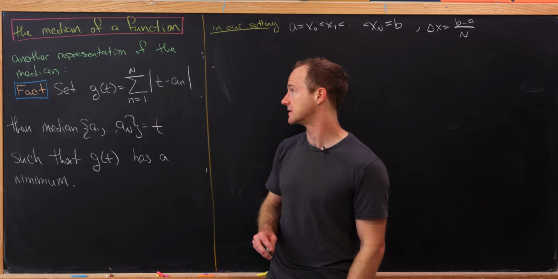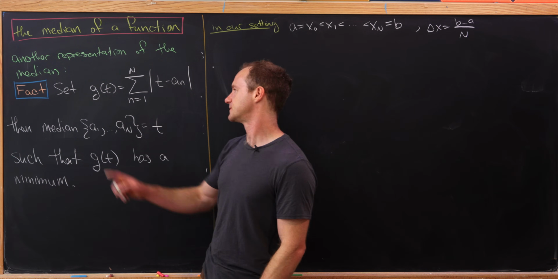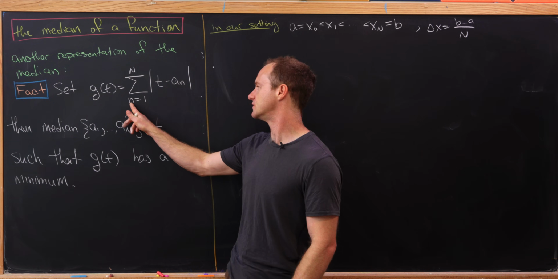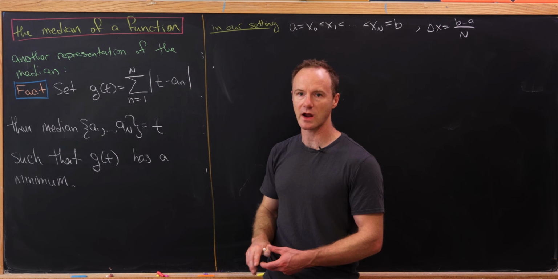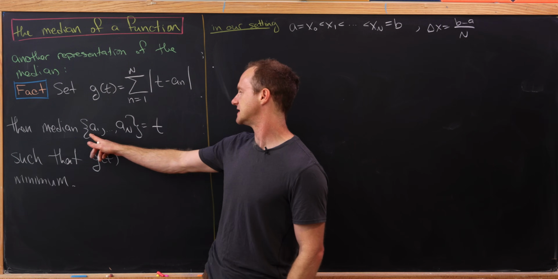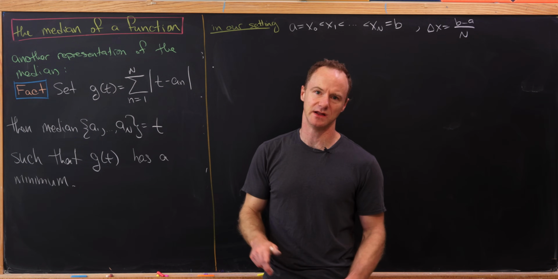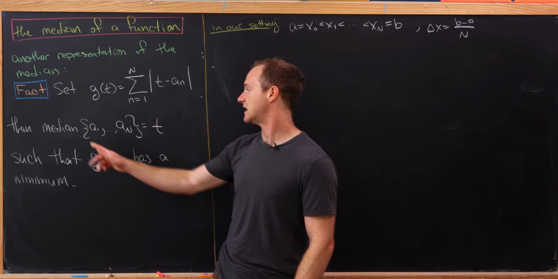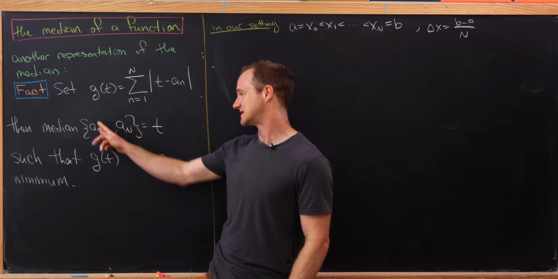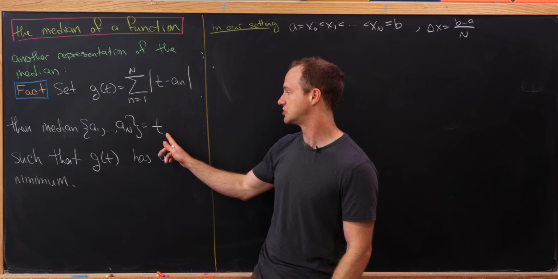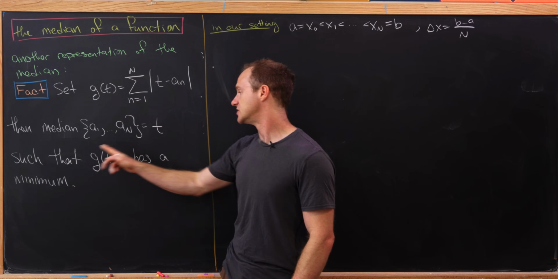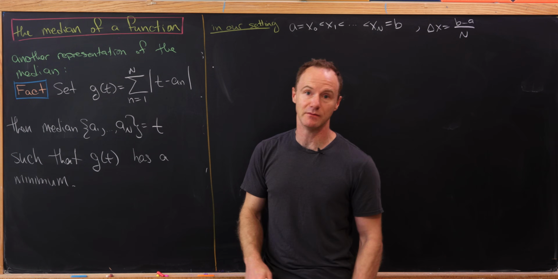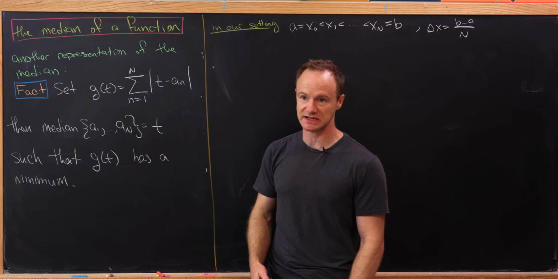which I won't prove, but you can find a proof of it pretty easily. And it goes like this. So if we set g of t equal to the sum as n goes from 1 to capital N of the absolute value of t minus a sub n, where these numbers a sub 1 through a sub capital N make a set, then the median of that set of the a numbers is equal to something that I'll call lowercase t, where g of t has a minimum at that lowercase t.